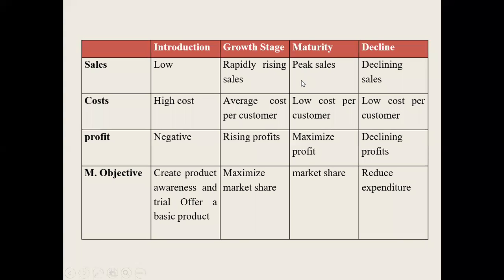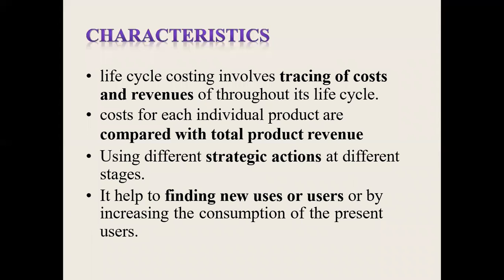So we are discussing these four stages: introduction, growth, maturity, and decline, by comparing the sales, cost, profit, and objective. And all these things vary with all these four stages. So for life cycle cost, these four stages are very important. Then we will look at some characteristics of life cycle costing.